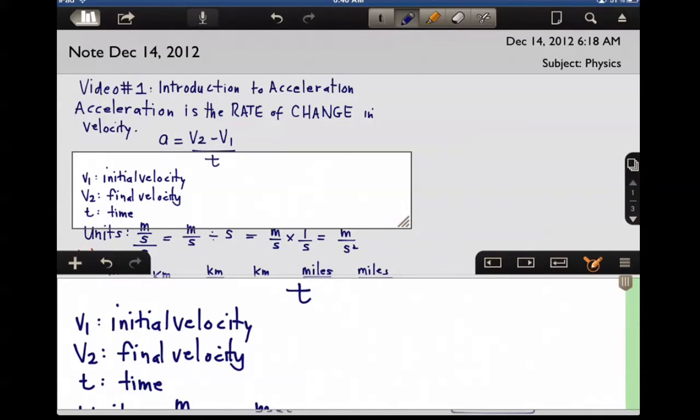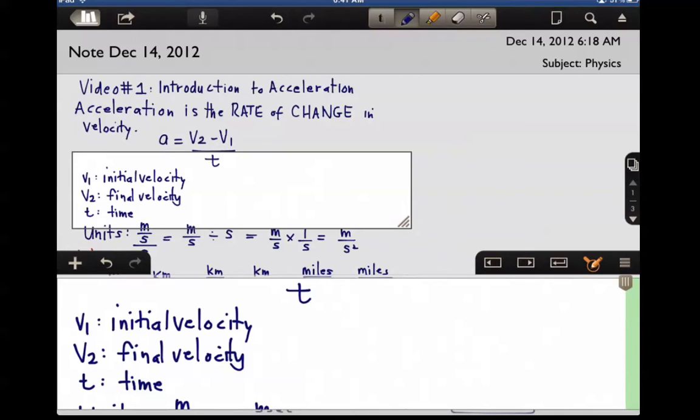We've talked about a lot of rates this year. Actually, not a lot. We've talked about a couple others. Most notably, we talked a lot about velocity. Velocity is a very similar equation. It's distance divided by time. It's how far the distance is, how much the distance has changed. In this case, we're looking at how much the velocity has changed.